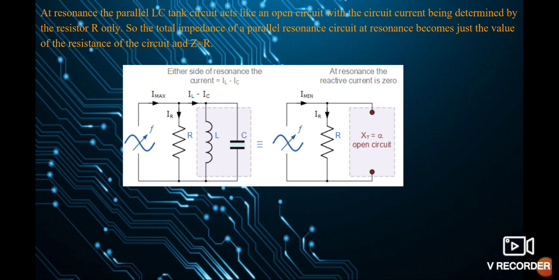Now when the circuit is operating under resonance condition, the tank circuit, that is the LC circuit, will behave like an open circuit. So in the diagram, the minimum current is passing through the open circuit portion, that is almost equal to 0, and all the current from the supply voltage is passing through the resistance R. So the impedance will be equal to the resistance for that circuit. So under resonance condition, the reactive current is basically equal to 0.